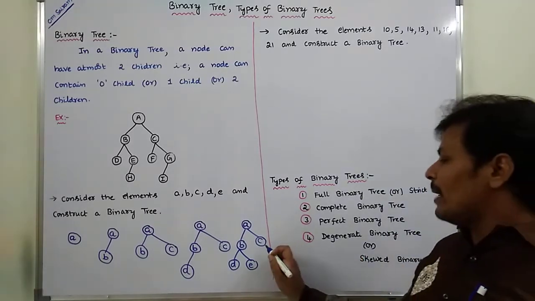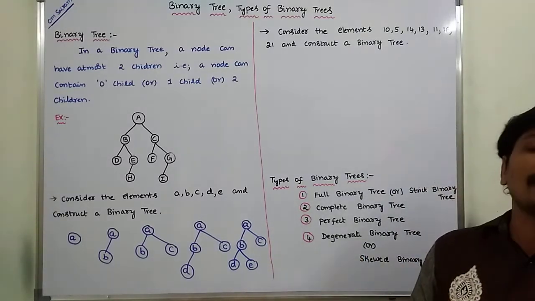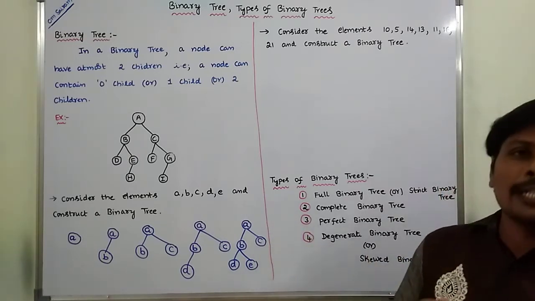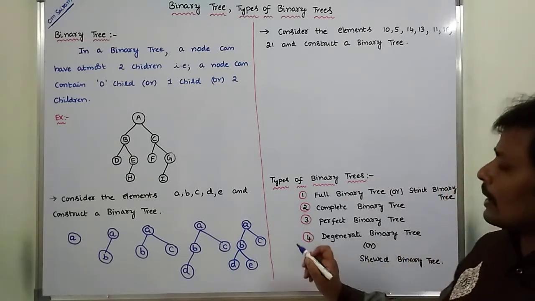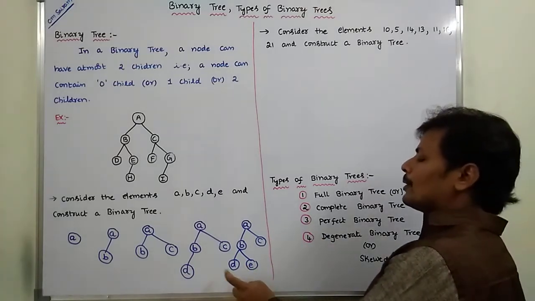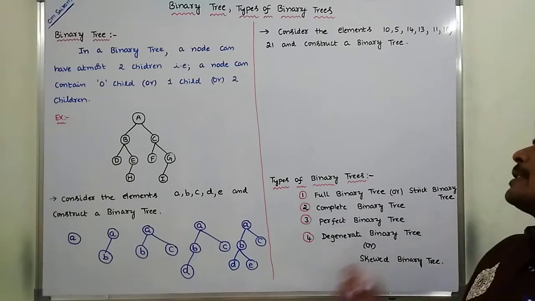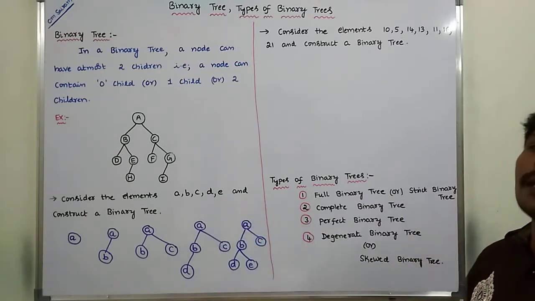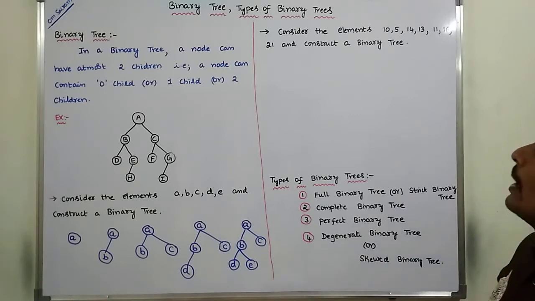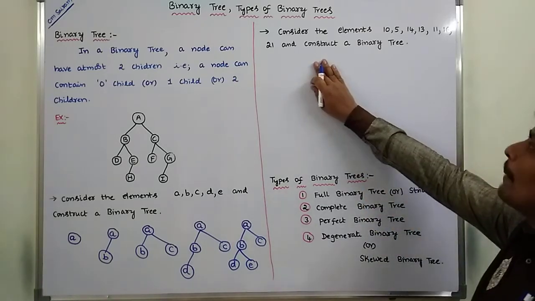Next element can be inserted as the left child of C. Next element can be inserted as the right child of C. After completing the two children of C, the next priority is given to node D. In this way, we have to perform the insert operation on a binary tree. Okay, now consider the second example.